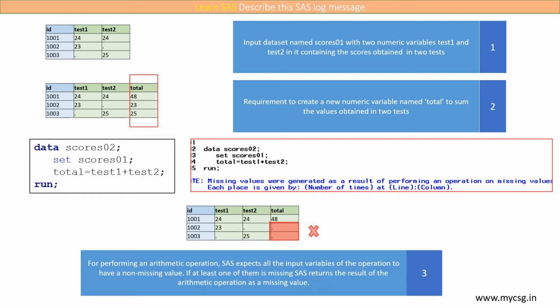So why do we get this message of missing values were generated? In order to perform an arithmetic operation, SAS expects all the input variables of the operation to have a non-missing value. If at least one of them is missing, SAS returns the result of the arithmetic operation as a missing value and provides us a note saying that missing values were generated.